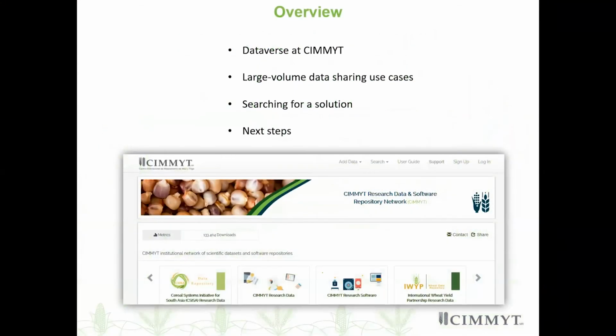In the brief time that we have for these presentations, I'd like to introduce Dataverse at CIMMYT to give you some of the context, then speak about some particular large volume data sharing use cases that we have, describe a little bit about a search for a solution to be able to provide these data to our users, and then the next steps that we're taking, which should hopefully be a good segue to the following talks, as Jesus mentioned.